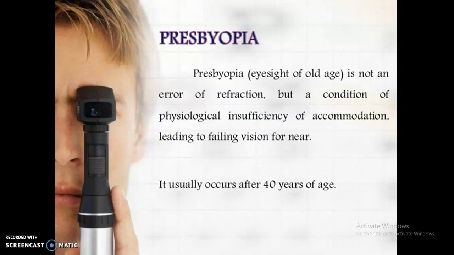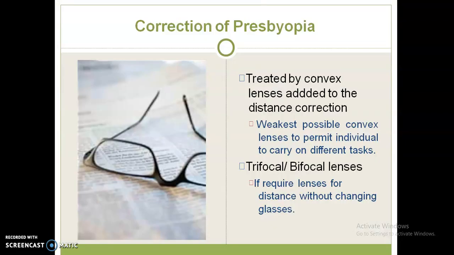Then coming to presbyopia. Presbyopia is the eyesight of old age and is not an error of refraction, but a condition of physiological insufficiency of accommodation leading to failing vision for near, and it usually occurs after the age of 40. It's not an error of refraction but a condition of physiological insufficiency of accommodation, leading to failing vision for the near. It means the people will complain of progressive visual loss. Day by day their vision will be decreasing.